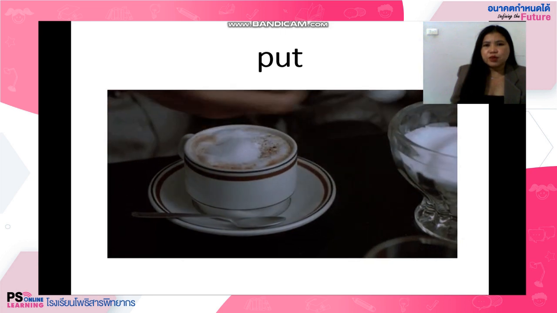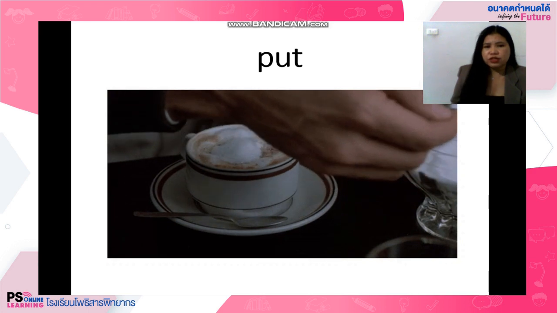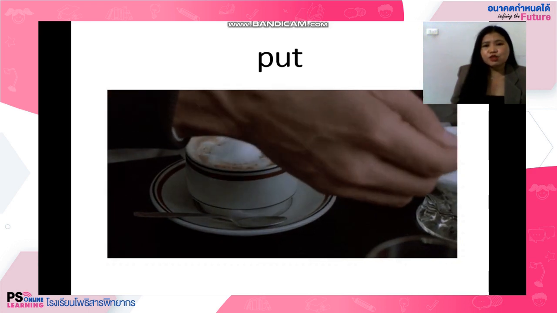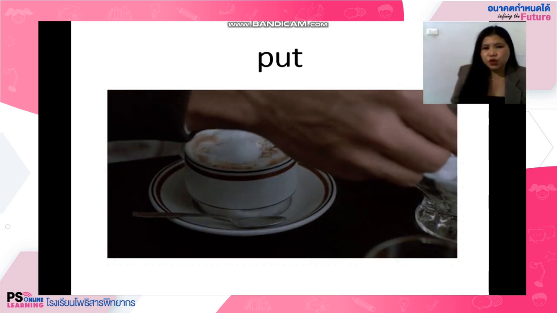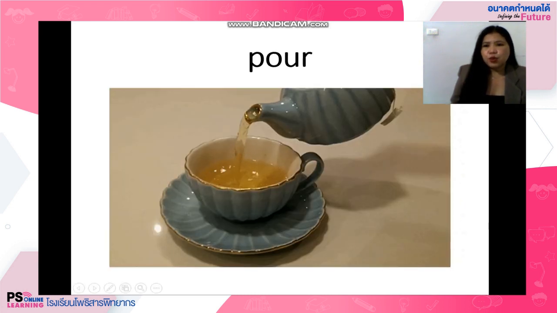Okay, first one is put. You can use the word add or put. So you say put some sugar or put some salt. Okay, put. Next one is pour, not pua. No, it's pour. Okay, so if you are putting or adding some liquid, you say pour. Pour some water or pour some milk. You can say that, or any liquid.